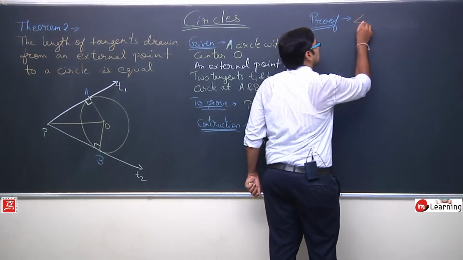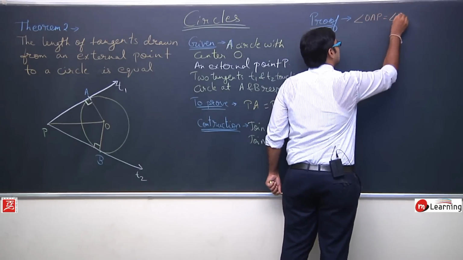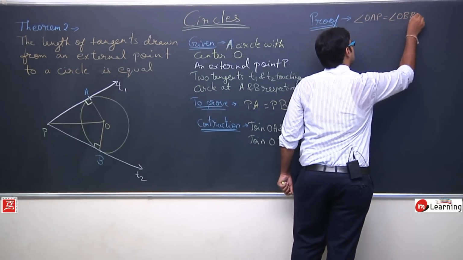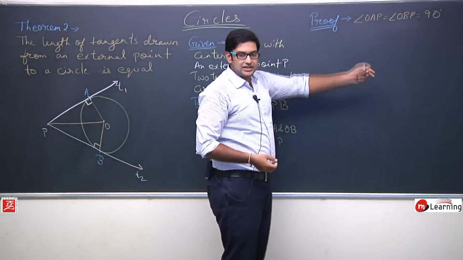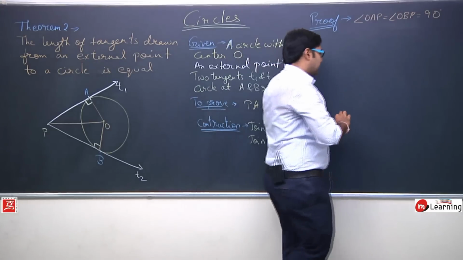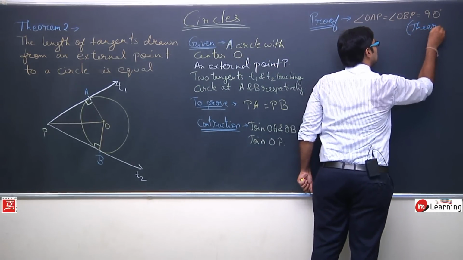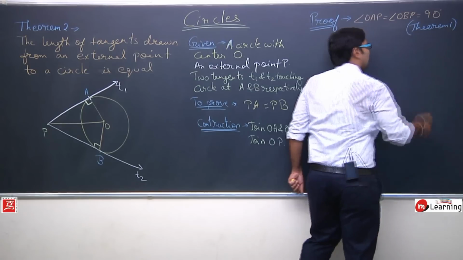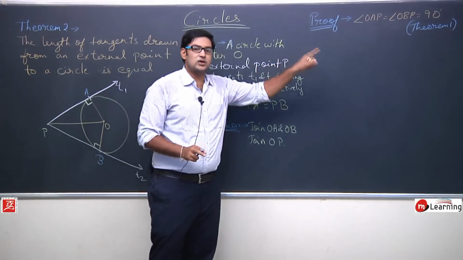Angle OAP is equal to angle OBP is equal to 90 degrees. And what is the reason for this 90 degrees? In the bracket you are going to write the statement of theorem 1. I am going to write only theorem 1. You need to write the statement of theorem 1.